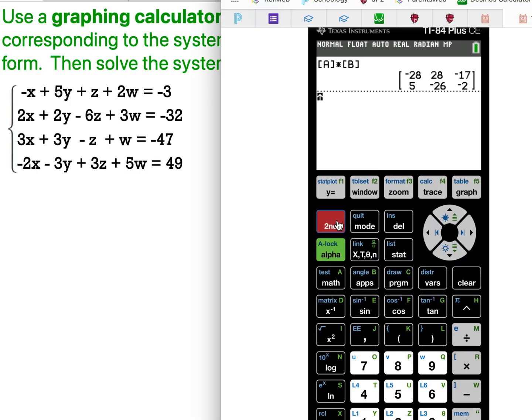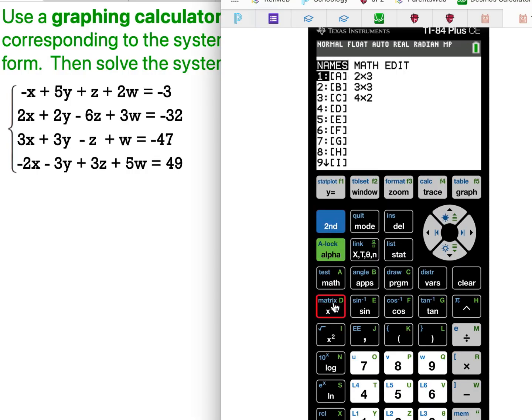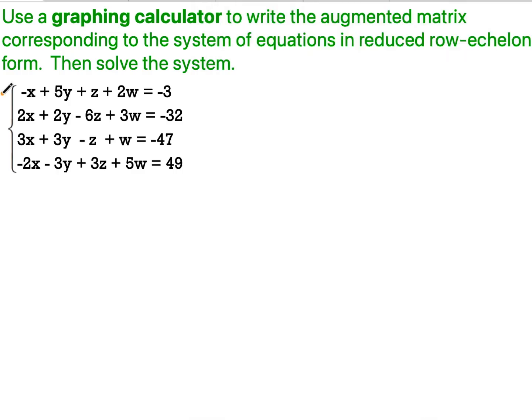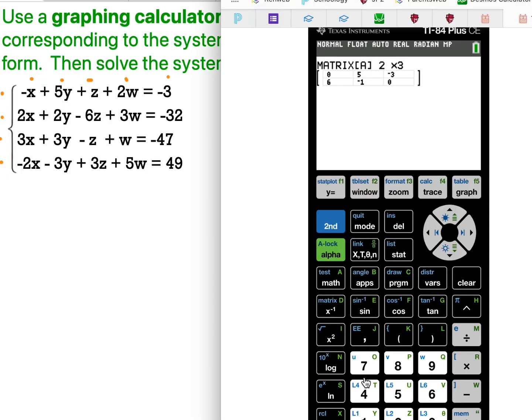All right, so second matrix. Let's edit matrix A. What are we gonna need here? We have definitely 1, 2, 3, 4 rows. 1, 2, 3, 4, and then that extra 5th column. 4 by 5. And we'll enter our coefficients.